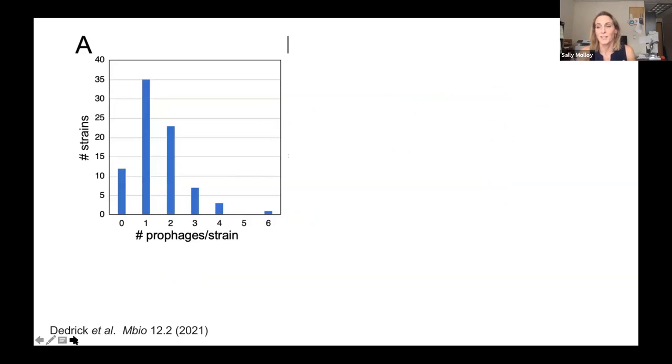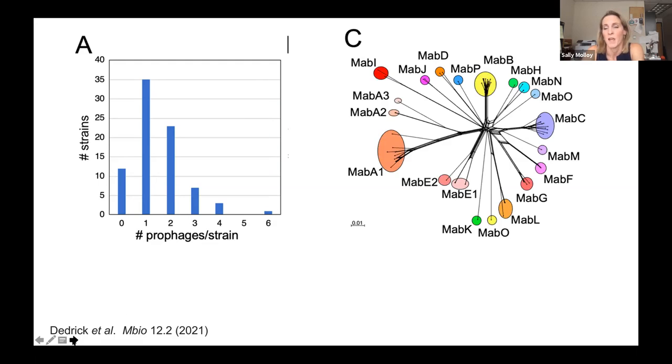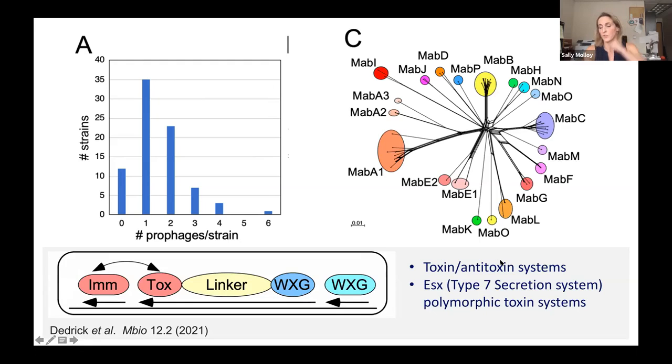Now, the Hatfill lab continues to develop phage therapies for drug-resistant mycobacterial infections. And in the process, they looked at about 82 clinical isolates of M. abscessus and examined the prophages in those genomes and discovered the majority carry prophage, and in some cases up to 6 prophage. And they sorted these prophage genomes into what are called MAB clusters, A through Q, based on gene content. And along the way, they discovered many of these prophage genomes contain toxin antitoxin systems, which are known to contribute to drug tolerance, but also these really cool polymorphic toxin systems.